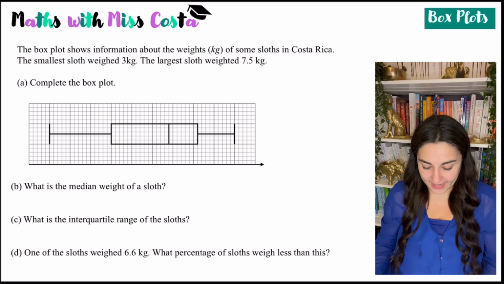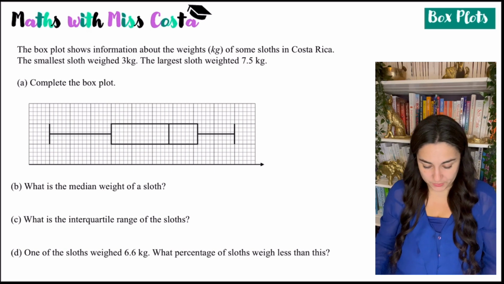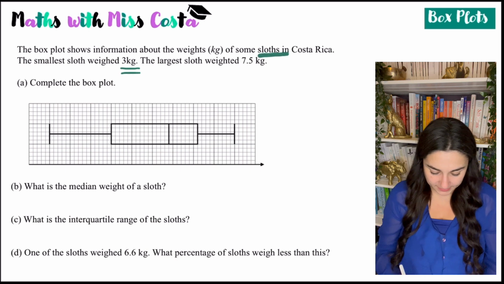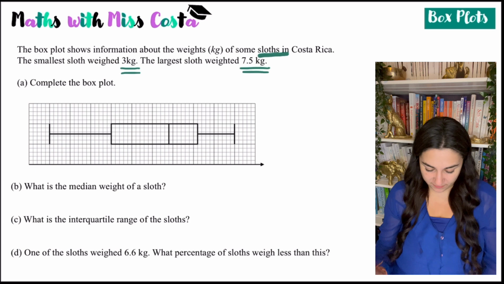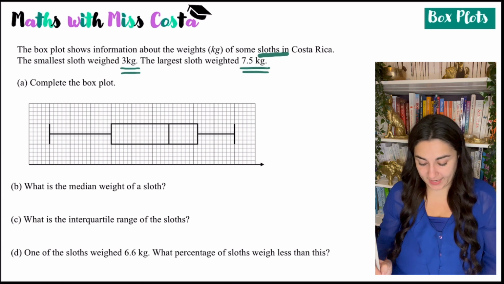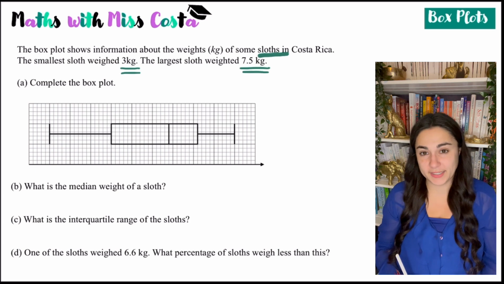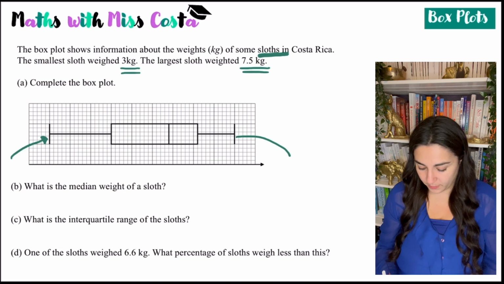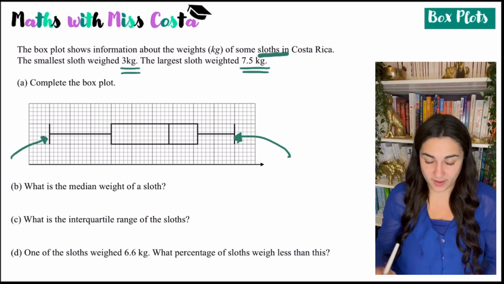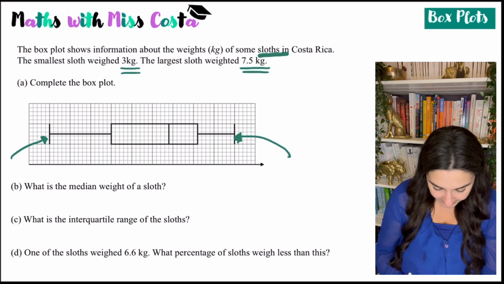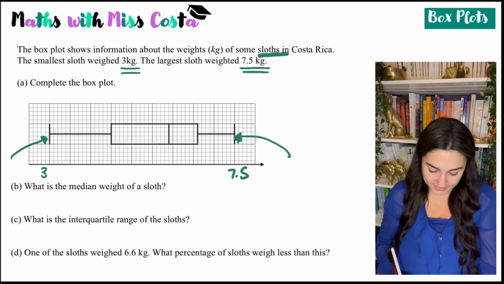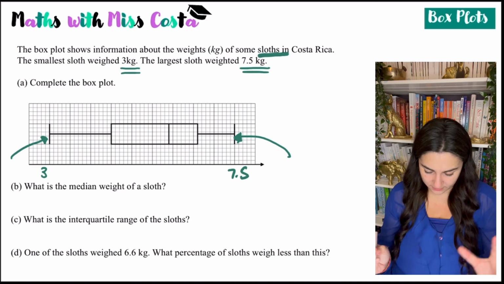Okay, so here I have a box plot. I am told the box plot shows information about the weights of some sloths in Costa Rica. The smallest sloth weighed 3 kilograms and the largest sloth weighed 7.5. It hasn't told you what anything else is, but it's told you the smallest and the largest, and they are like the whiskers of the box plot. So the smallest and the largest are where the box plot starts and ends. So this here must be 3 and this here must be 7.5. So I can use that to figure out what the intervals are.